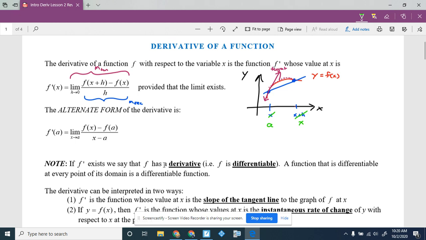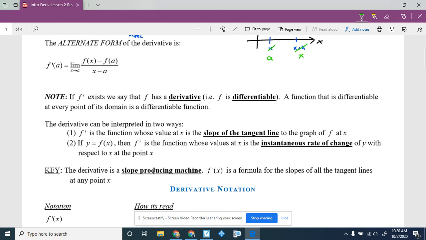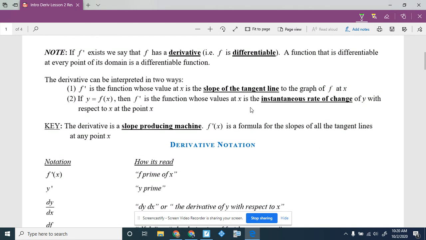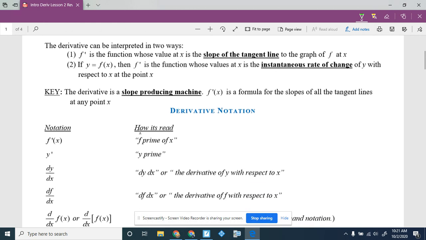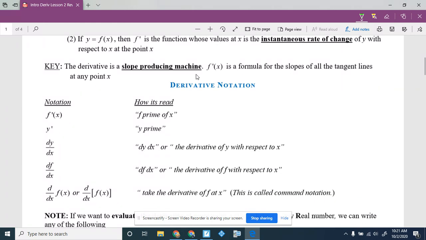And so a function that's differentiable at every point of its domain is considered to be a differentiable function. Remember how we were interpreting these limits above? Now we're calling it the derivative, but the interpretation is the same. So the derivative can be interpreted in two ways. F prime is the function whose value at x is the slope of the tangent line to the graph of f at x. But you can also think of it as instantaneous rate of change.